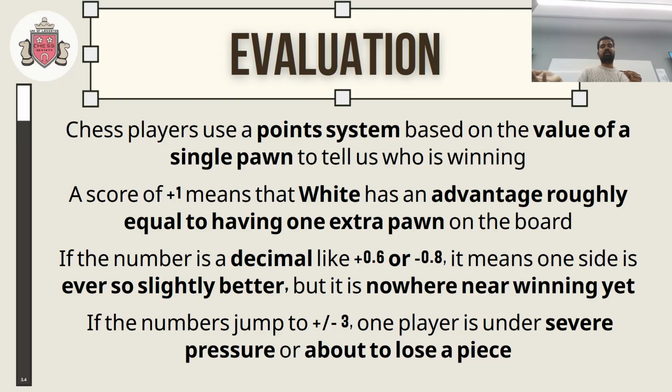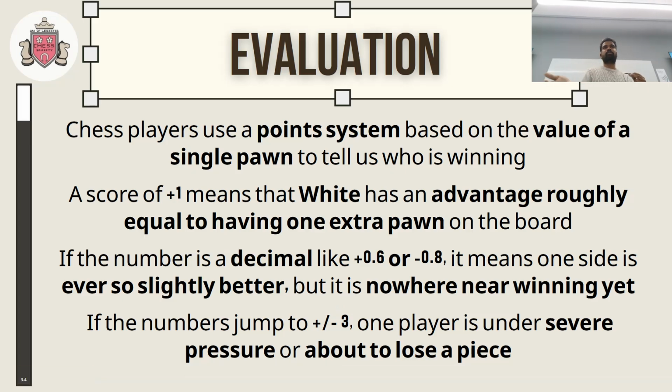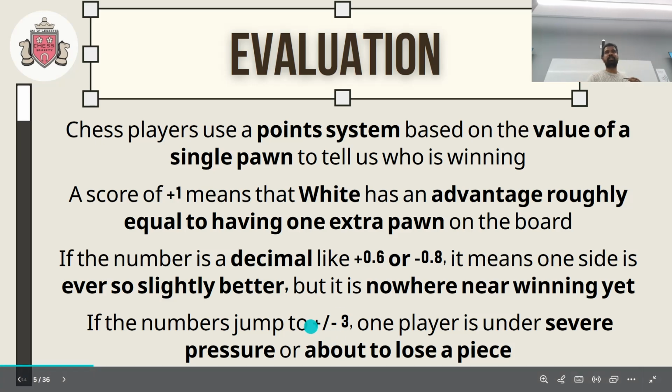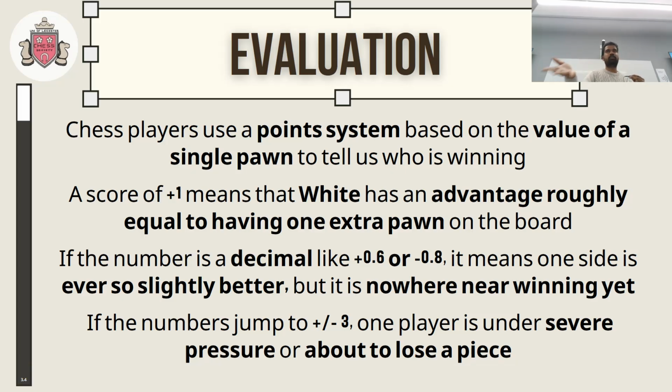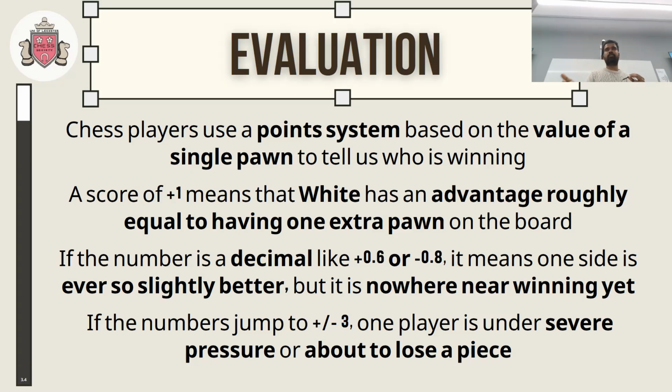But if the number is bigger, if it's ±3, for example, then one of the players is under pressure. If it's plus, that means black is under pressure. If it's minus, then white is under pressure. So plus means that white is winning. +3 means white is winning. Whereas if it's -3, then white is under severe pressure, and black has the advantage. Yeah?